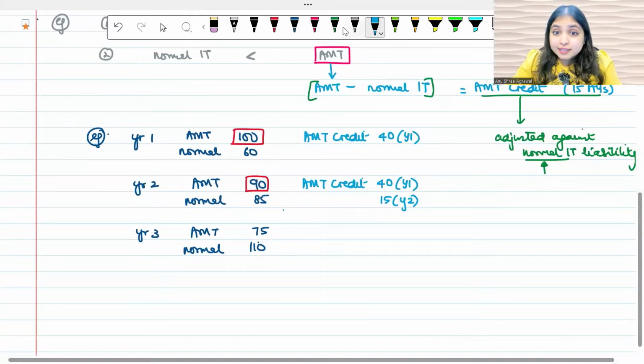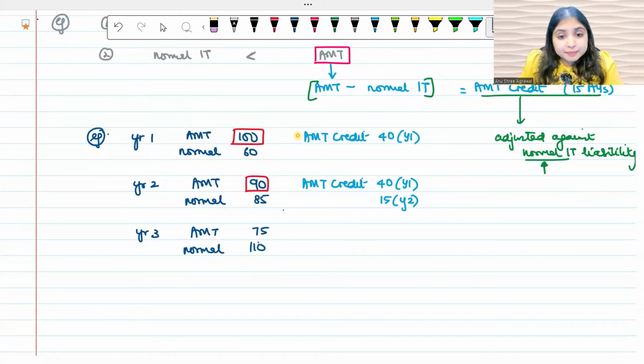Now look at year 3. In year 3, if you see, AMT is only 75, guys. But normal income tax is 110. I will pay whichever is higher. Clearly, which is higher over here? The normal income tax of 110 is higher. So I'll pay the normal income tax of 110. But whenever I pay normal income tax, I will see, do I have AMT credit? Yes. How much AMT credit do I have? 55 rupees of AMT credit.